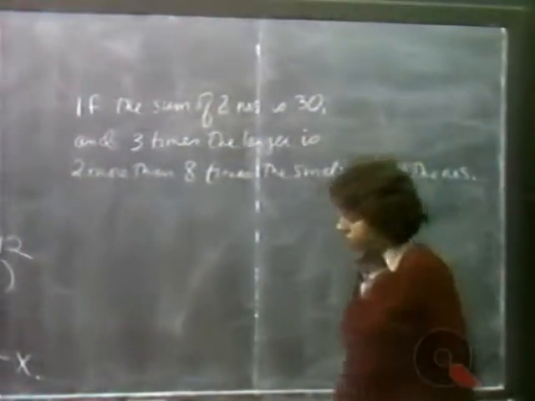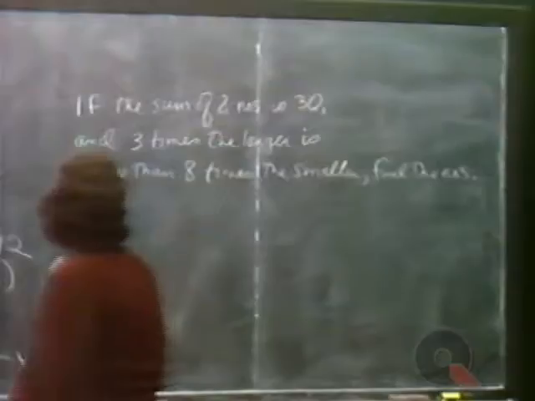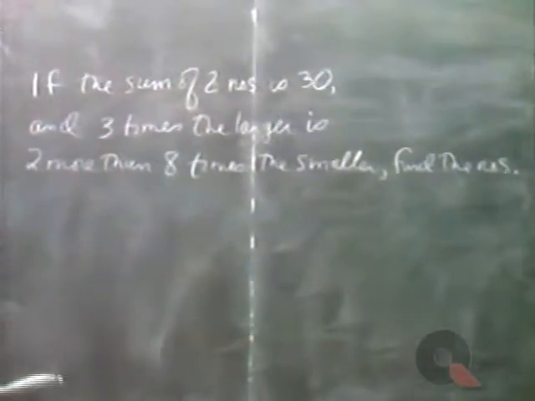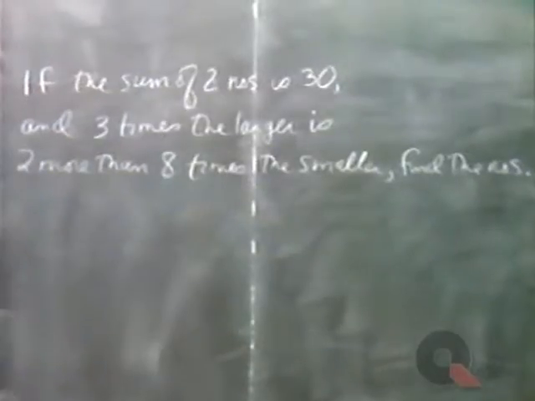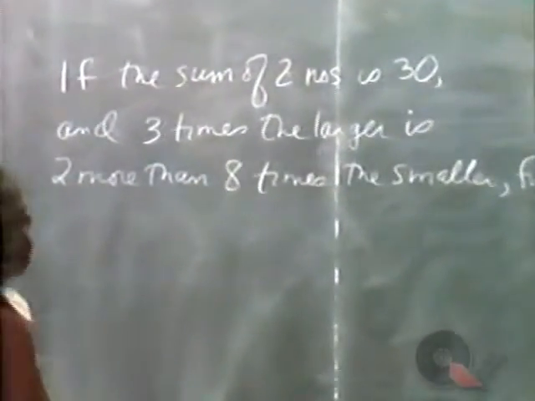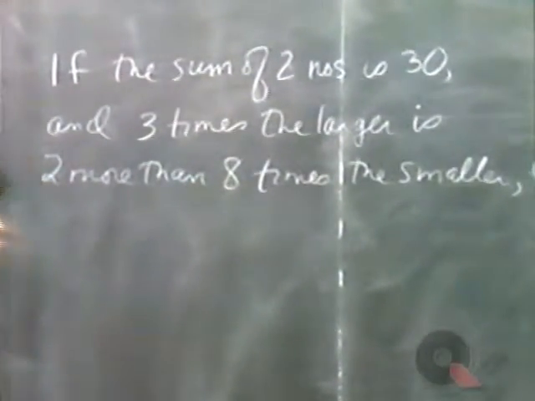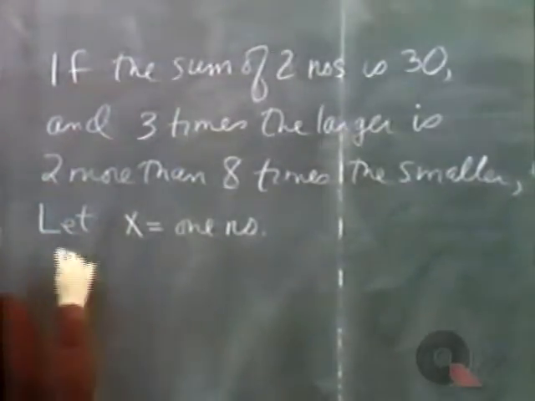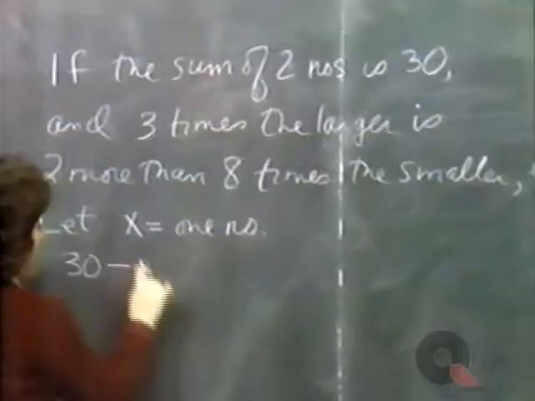If the sum of two numbers is 30, and 3 times the larger is 2 more than 8 times the smaller, find the numbers. Okay, we're starting with the sum of two numbers is 30. If one is x, then the other one must be 30 minus x.